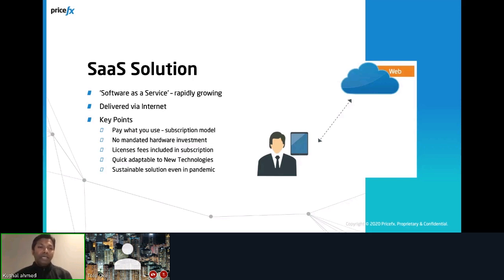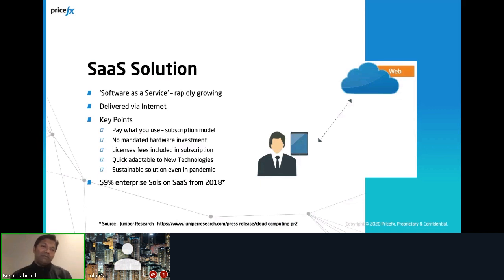It is also going to be quickly adaptable to new technologies, because the vendors are able to update whatever technologies they need to update on the servers, whether it's an OS upgrade or an upgrade for the software itself. In this format, the solution is going to be sustainable, and it's going to work even in an emergency situation like a pandemic. According to Juniper's research from 2018, 59% of enterprise solutions are SaaS solutions. And today is 2020, and the percentage is going to increase. That's the most likely case.